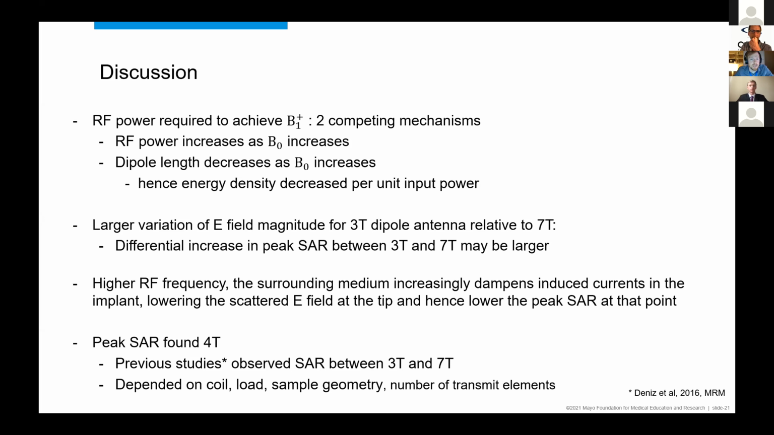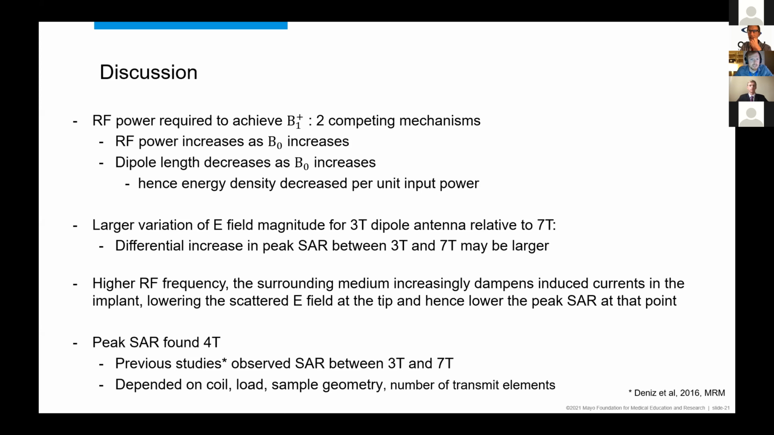One possible explanation that we have for why we were seeing the phenomenon that we're seeing in our results is as you go from a lower field to a higher field strength, you're going to go to a higher RF frequency. And because of that, the surrounding medium will increasingly dampen the currents or the induced currents in the surface of the implant, thereby lowering the scattered E field at the tip of the implant and hence lowering the peak SAR at that point.